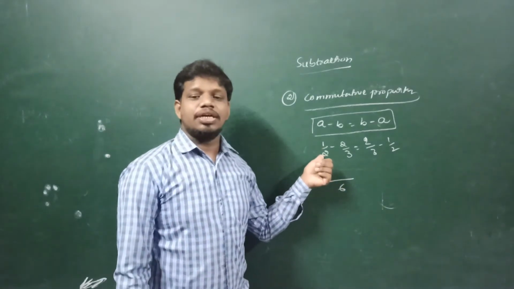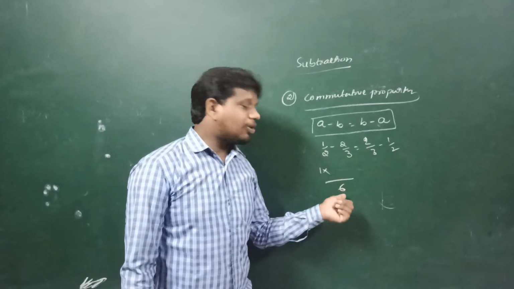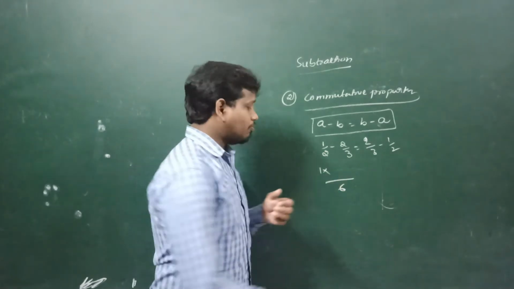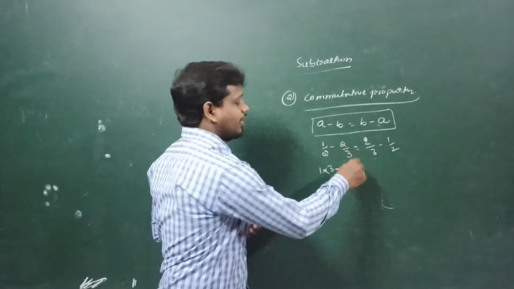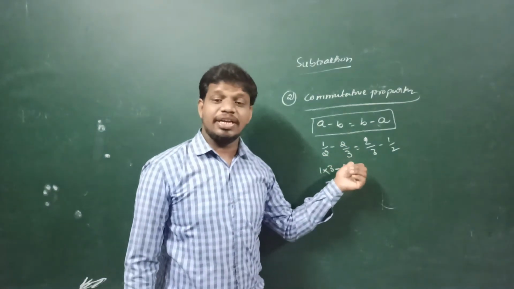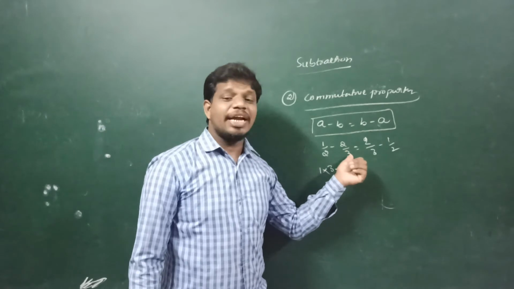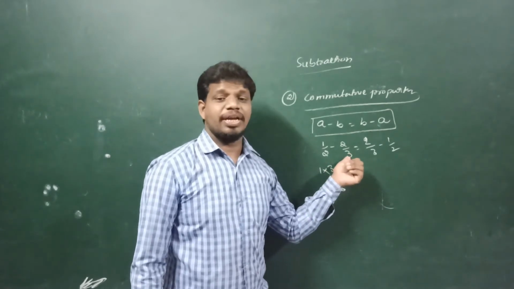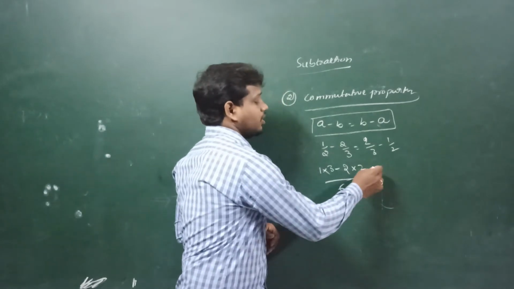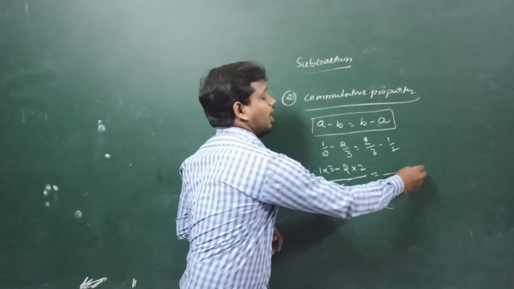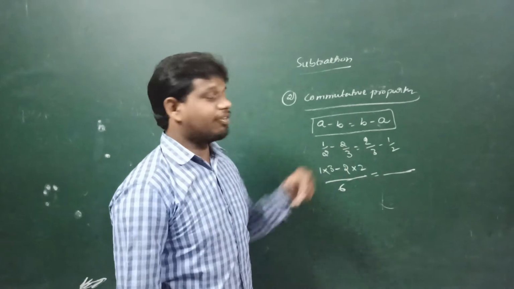Okay, once check the denominator here. In the 2 table, when will you get 6? 3 twos are 6. So multiply 1 with 3. And here check, the numerator is 2 and the denominator is 3. When you get 6 in the 3 table, okay, 3 twos are 6. So multiply this one with 2. So next comes the right hand side of the equation.